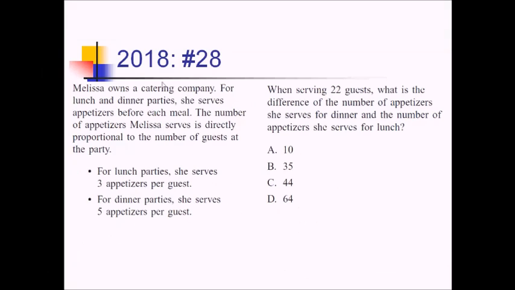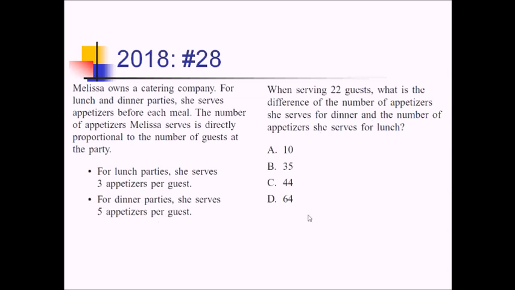For number 28, Melissa owns a catering company. Good for her. For lunch and dinner, she serves appetizers before meals. The number she serves is directly proportional to the number of guests. At lunch, she gives 3 apps per guest. At dinner, it's 5 apps per guest. When serving 22 guests, what's the difference between the number of apps she serves for dinner and for lunch?